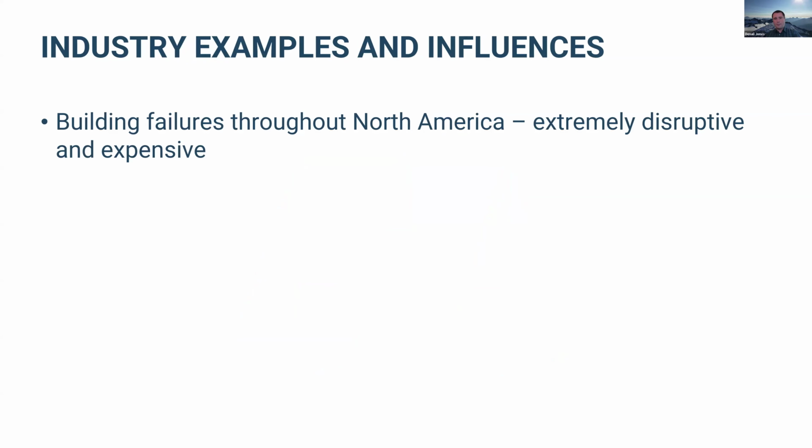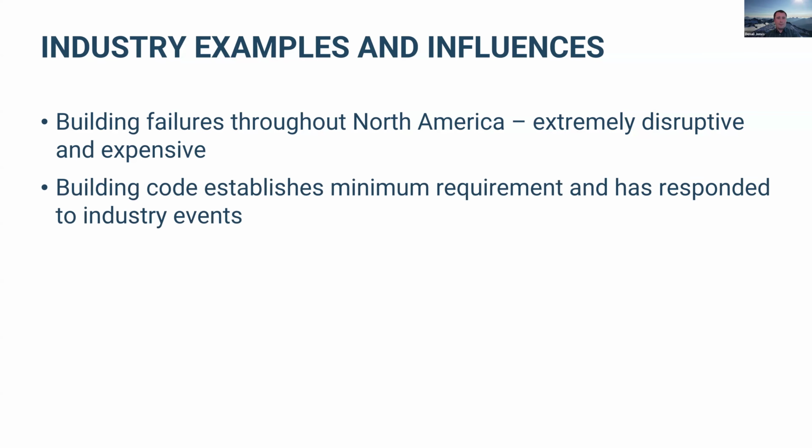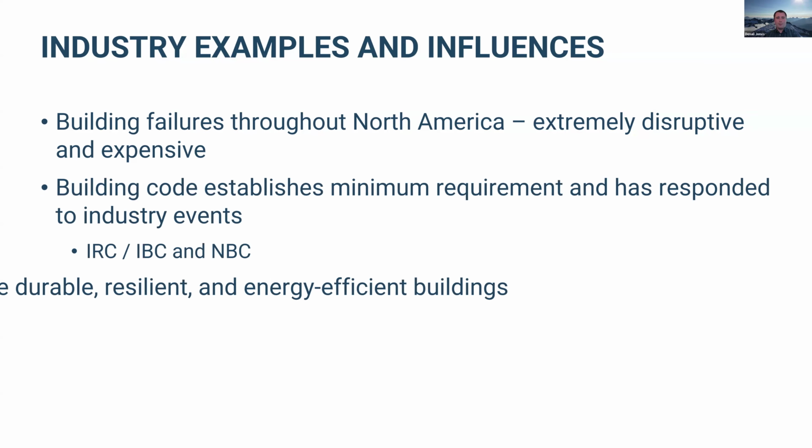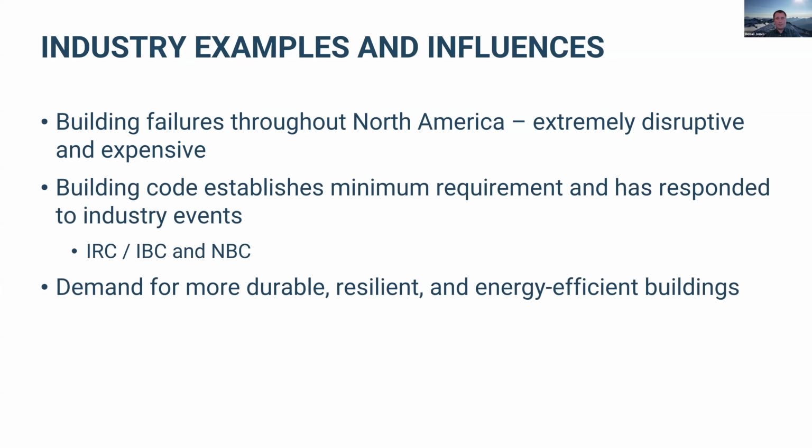So there's a lot of examples of bad failures due to water leakage, water intrusion throughout North America and the world, frankly, but we'll focus on North America. You start to see language creep into building codes around water management. Things like flashings and drainage are mentioned. There isn't an explicit requirement for rain screens yet, but we're starting to see more demand for these high performance buildings, right? Durable, resilient, energy efficient. These are all elements of high performance design. And this is where rain screens really come in and shine.